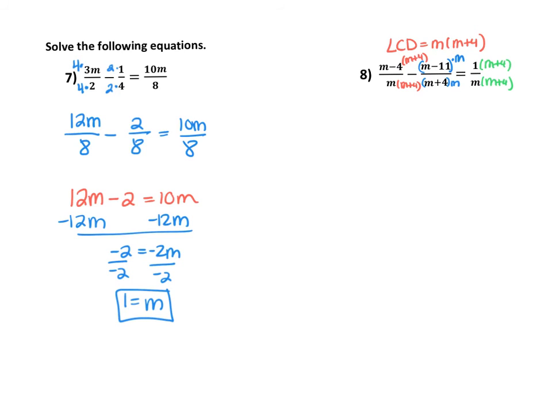So my first fraction, my denominator will be m times m plus 4 in the bottom. And now I need to multiply out the top. So I'm going to do m times m is m squared. M times 4 is 4m. Negative 4 times m is negative 4m. And negative 4 times 4 is negative 16.